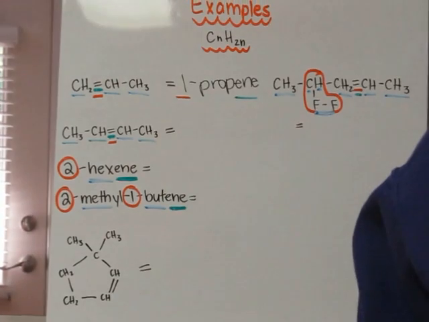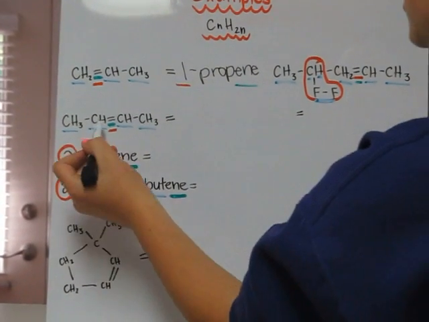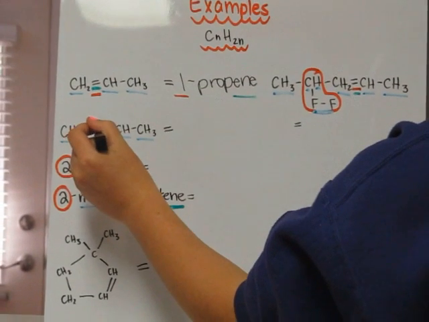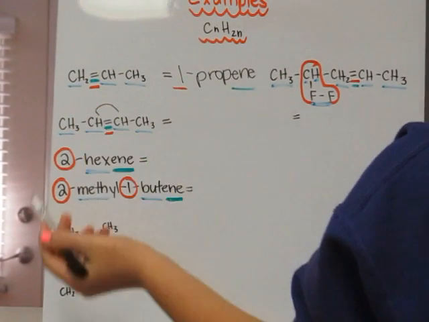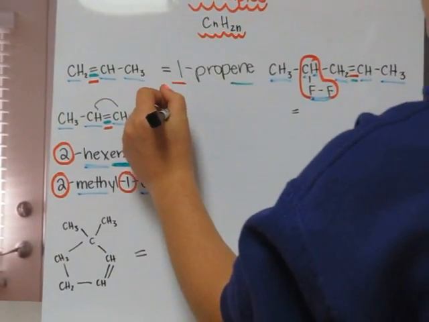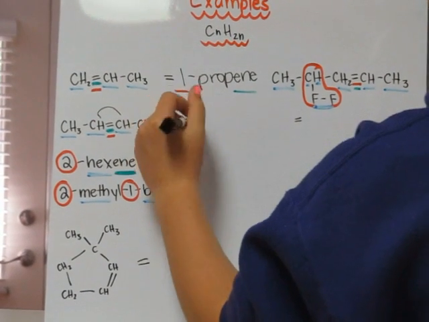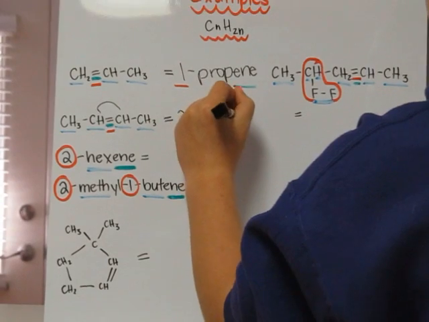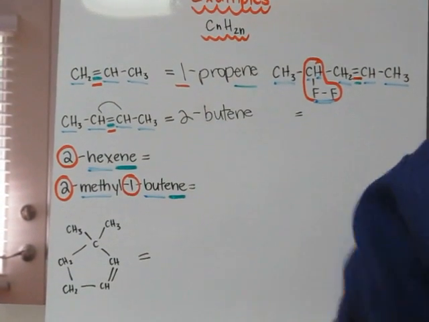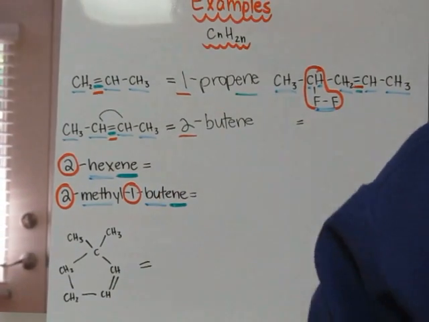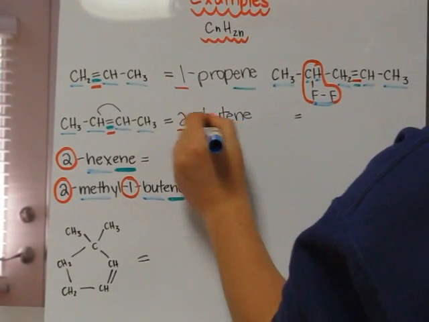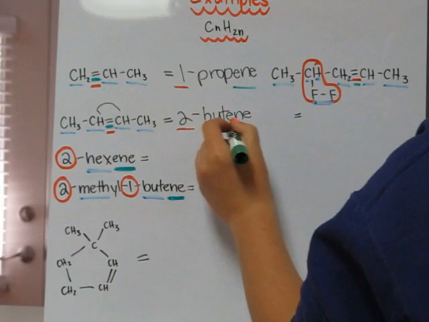Our next example, we have 1, 2, 3, 4 carbons, and our double bond goes from the second carbon to the third carbon. So it would be 2, because it starts on the second carbon, but for 4, and then -ene because of alkenes. So we have 2, and then but, and -ene.